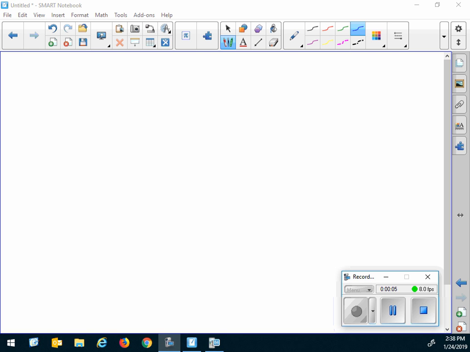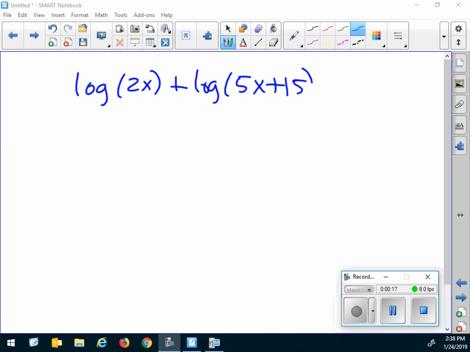All right, here we go. We're on the inside of the booklet that we started yesterday. Look at C. It says log of 2x plus log of 5x plus 15 equals 2. Now, you already know a whole bunch about how to solve that. Here's the thing. There's something you have got to understand.